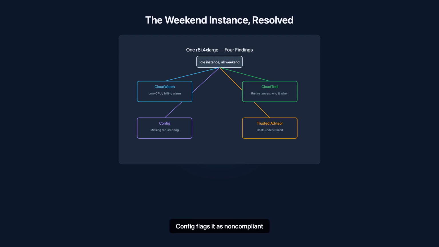Config flags it as non-compliant because it's missing a required tag. And Trusted Advisor, in its cost optimization category, flags it as underutilized and wasting money. Same instance, 4 lenses, 4 different answers. Once you see which question each service is built to answer, the confusion disappears.